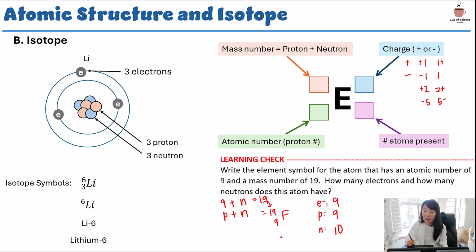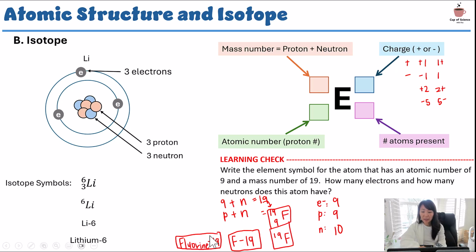Let's go ahead and write the other symbols of fluorine. So we can write F-19. So this is one, this is another one, here's another one. We can write F-19, it's another symbol. We can actually write it out: fluorine-19. So these are all possible isotope symbols that you could write for fluorine.